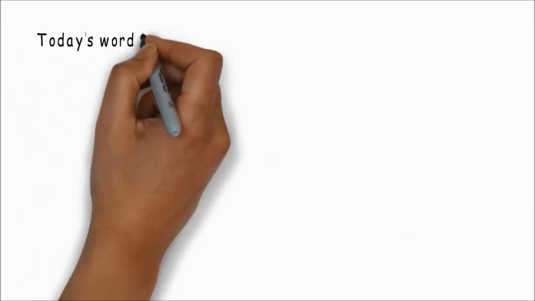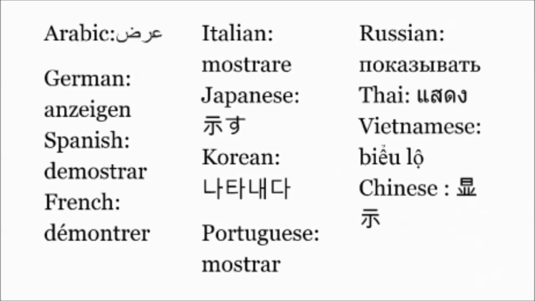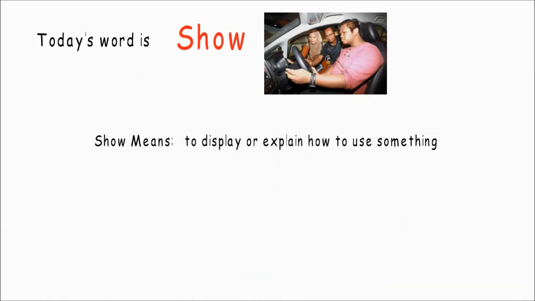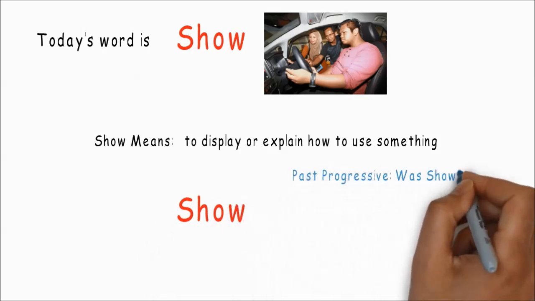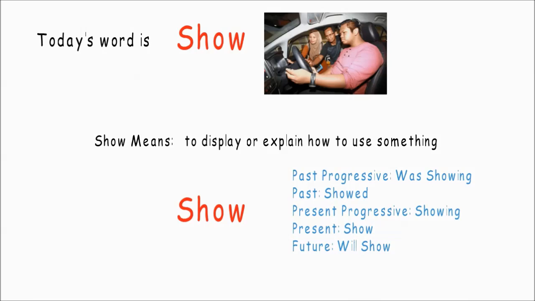Today's word is show. Here is a picture of a man showing another man a new car. Here is show in many languages. Pause the video and find yours. Show means to display or explain how to use something. Show. Past progressive was showing, past showed, present progressive showing, present show, future will show.